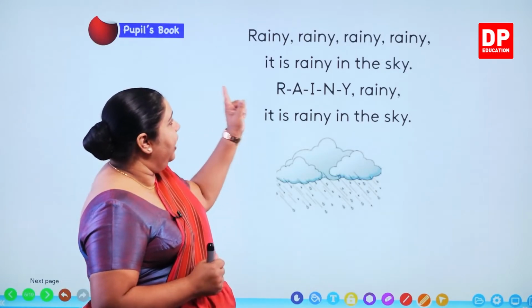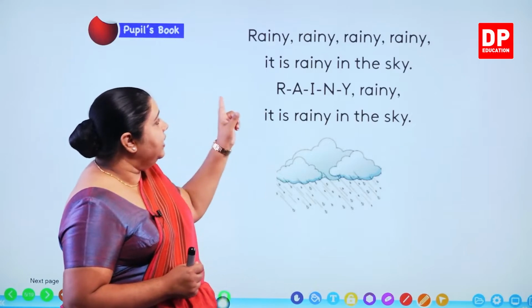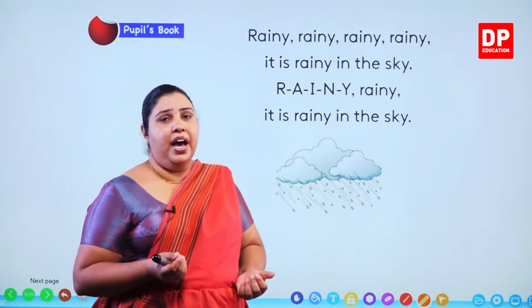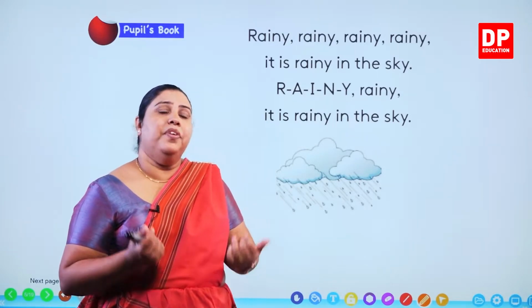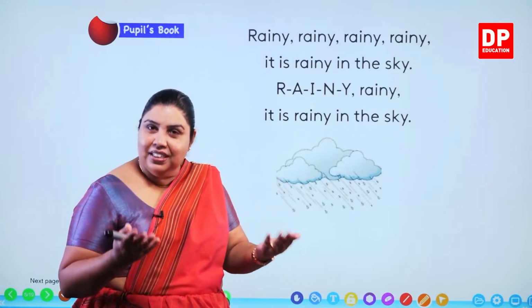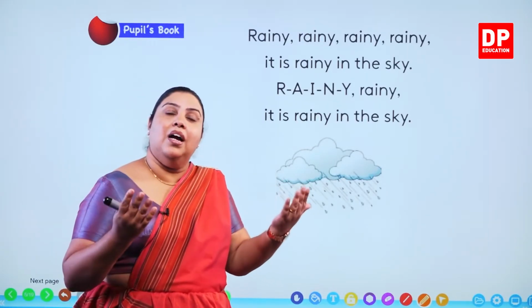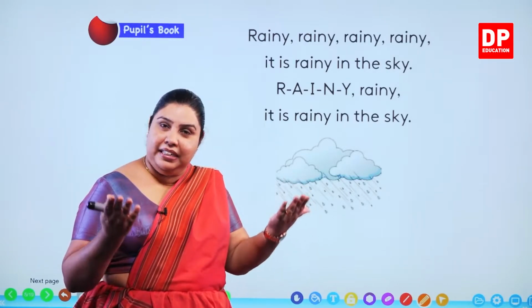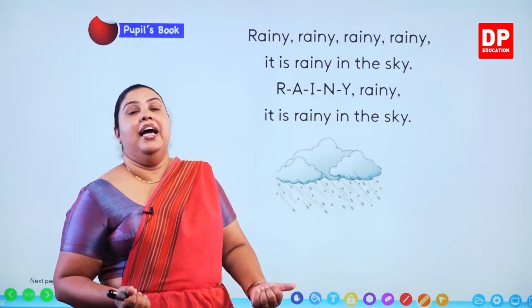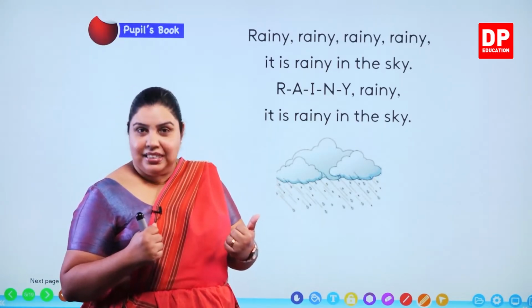Right? So rainy, rainy. It is rainy in the sky. So from where is the rain coming? From where does it fall down? It falls from the clouds in the sky. So the dark clouds came, and the dark clouds will have water inside the clouds, and they will fall down as rain. So the rain comes from the sky.